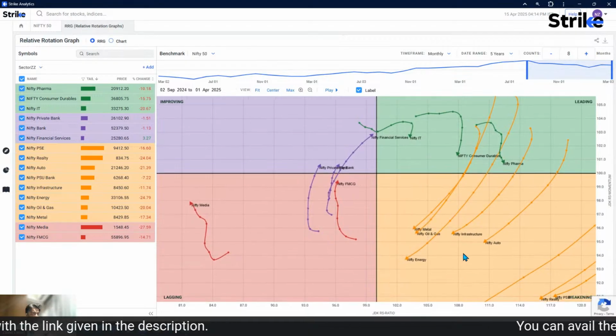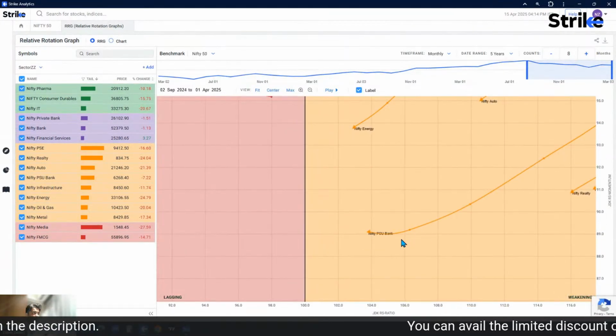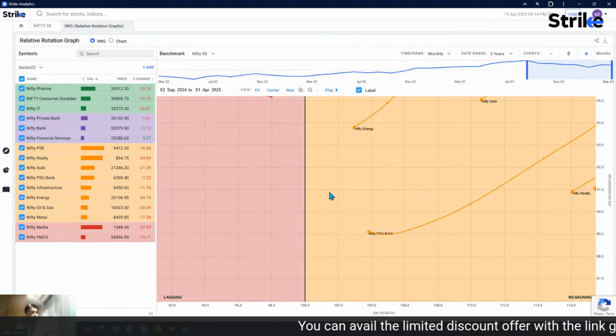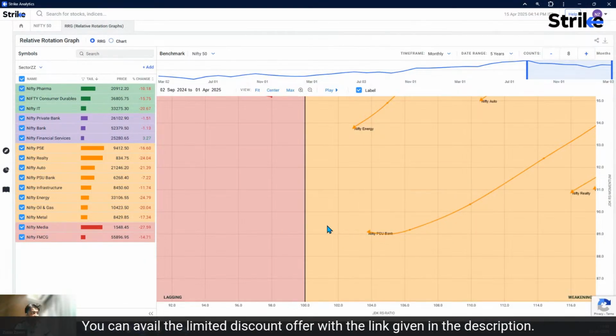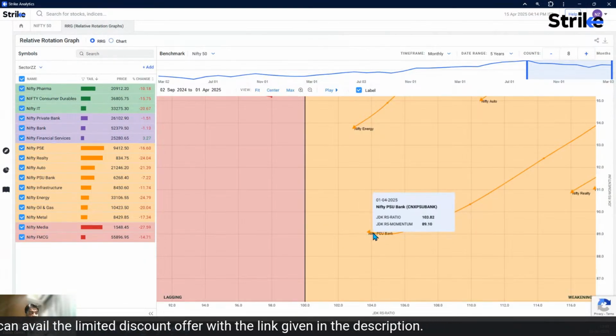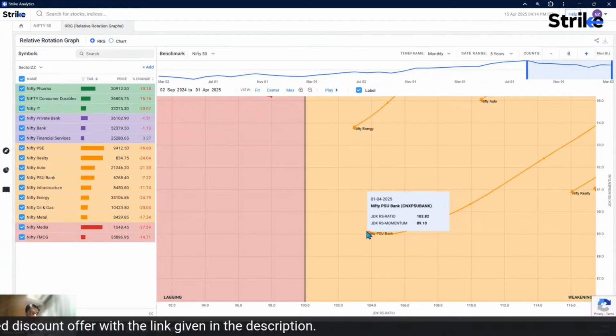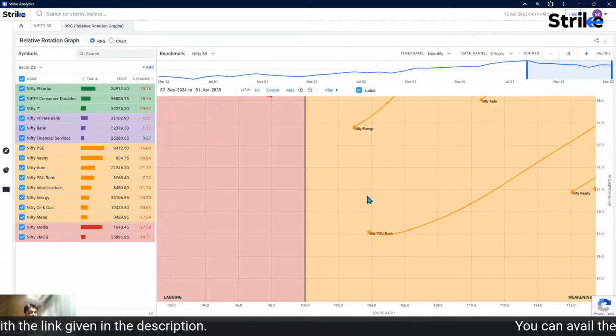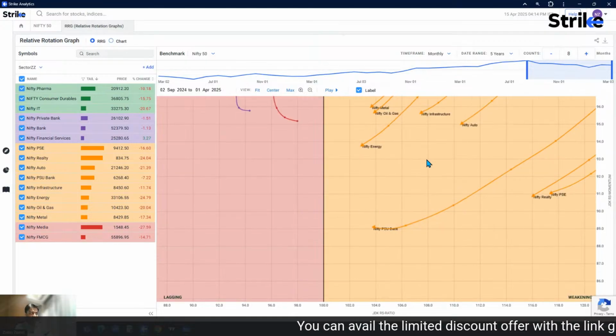Private banking, where is PSU banking? PSU banking is way down over here. On a monthly basis, PSU bank is headed towards the lagging quadrant, unless there is some big momentum and from here it changes and comes up over here, then it would be a different thing altogether. So right now we'll have to wait.